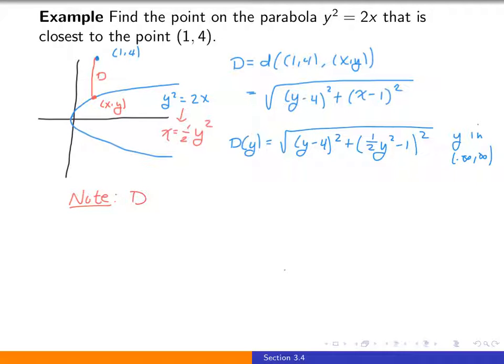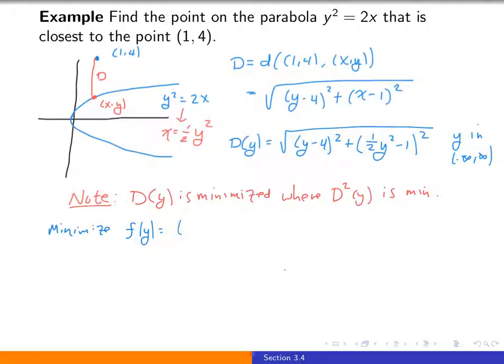So the function D is minimized where D squared is minimized. So we don't actually have to deal with the entire square root. What we can do is minimize a simpler function, what's underneath the square root. So we want to minimize, let's give it a new name now, let's call it f of y, which is (y minus 4) squared plus (1/2 y squared minus 1) squared.